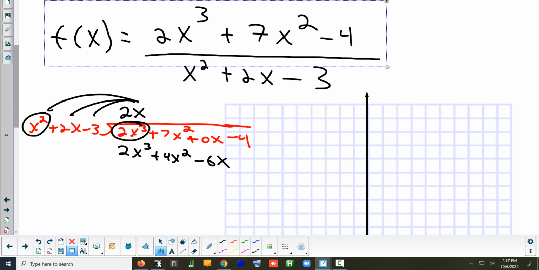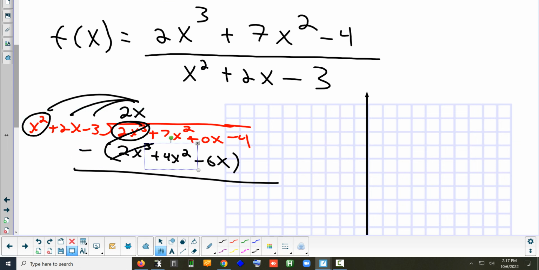Yep, negative 6x. And what do we do with those columns? Subtract. 2x cubed minus 2x cubed is gone. Kiana, what's 7x squared minus 4x squared? 3x squared. And 0 minus 6 plus 6. And bring down the 4.